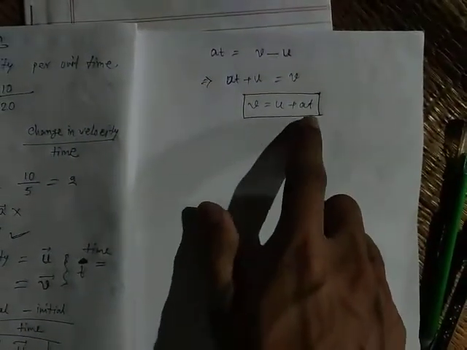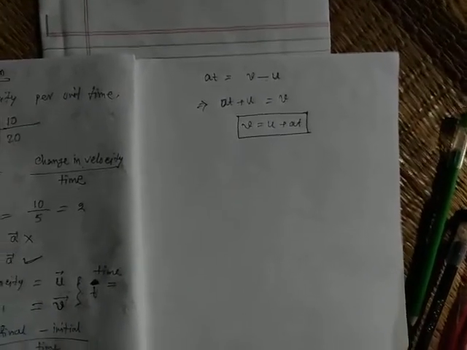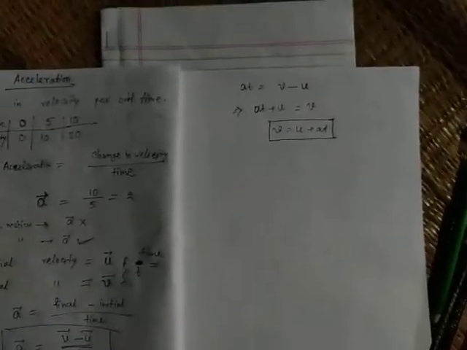Very important formula. Sums will come with this formula. From the formula a equals v minus u upon t, we get v equals u plus at. Very important formula. Okay, students? Okay. Now the unit of acceleration.